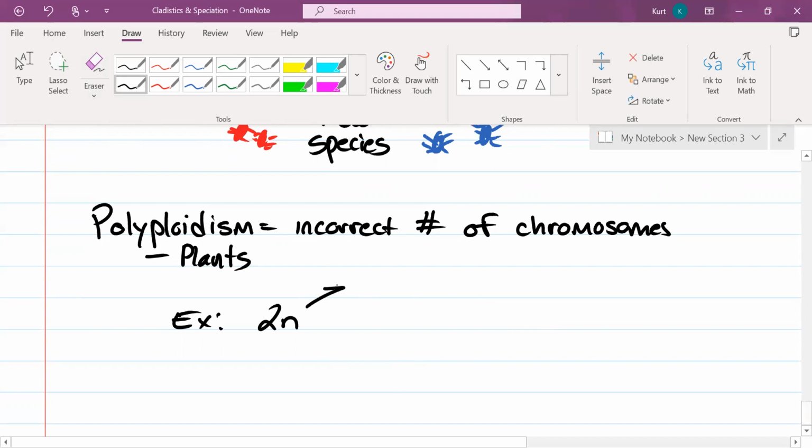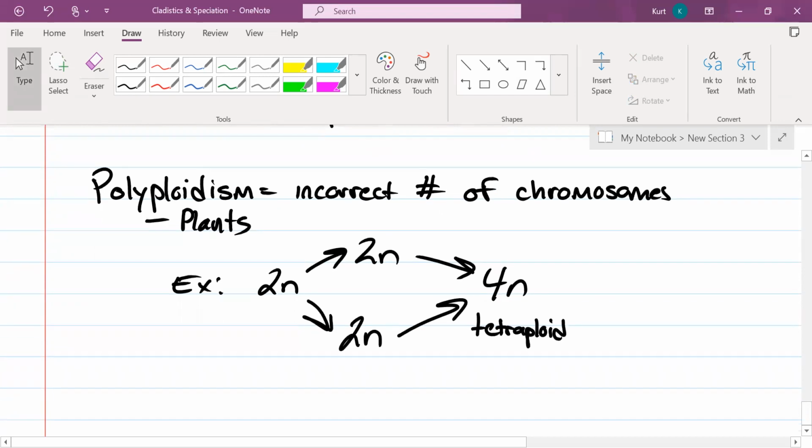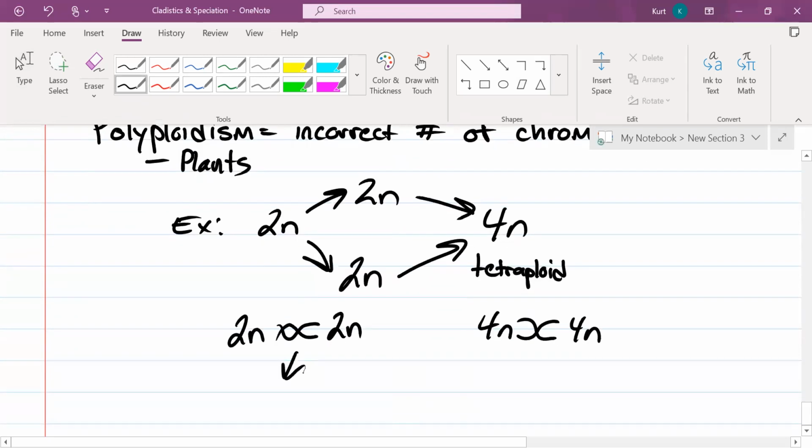This is a mistake. Let's say that meiosis goes horribly wrong, and you have 2n and 2n form 4n. This is known as tetraploid. You know, diploid is 2, tetra is 4. Well, over time, you're only going to have the 2n's interact with the 2n's, and you're going to have the 4n's interact with the 4n's. And that could result in 2 different species.